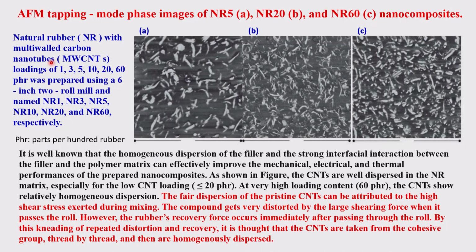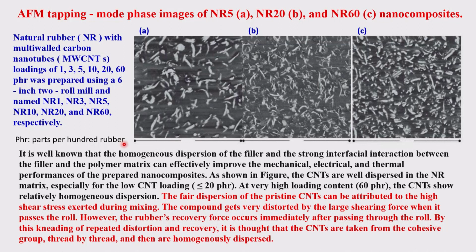So the references are always available. Natural rubber with multi-walled carbon nanotubes, MWCNT. These loadings are done at 1, 3, 5, 10, 20, 60 PHR. PHR is parts per 100 rubber, so that means 1 part for 100 parts of rubber.